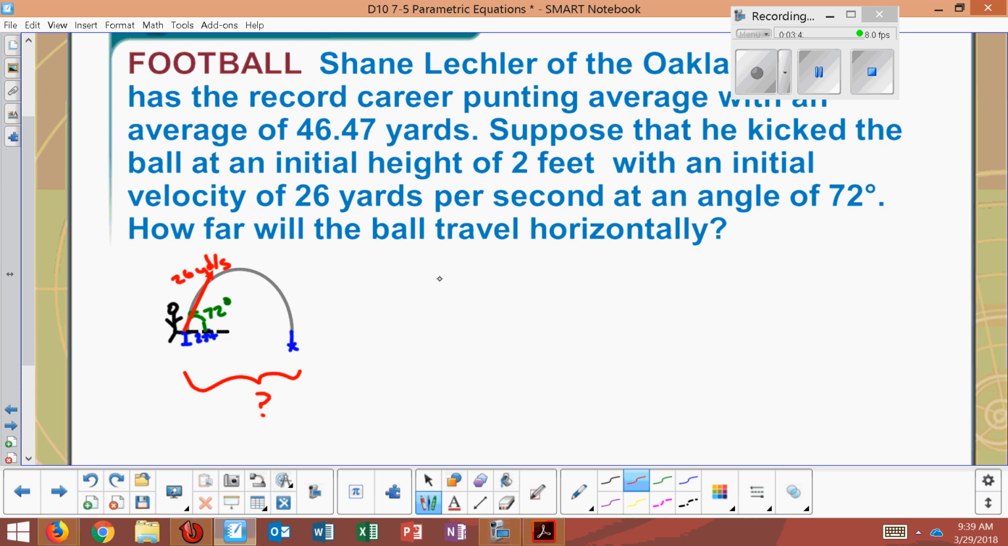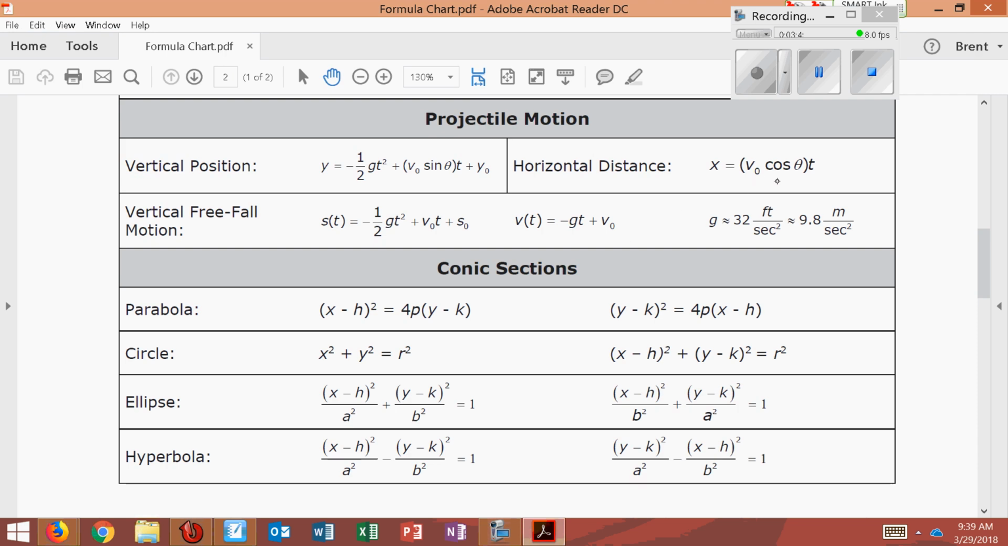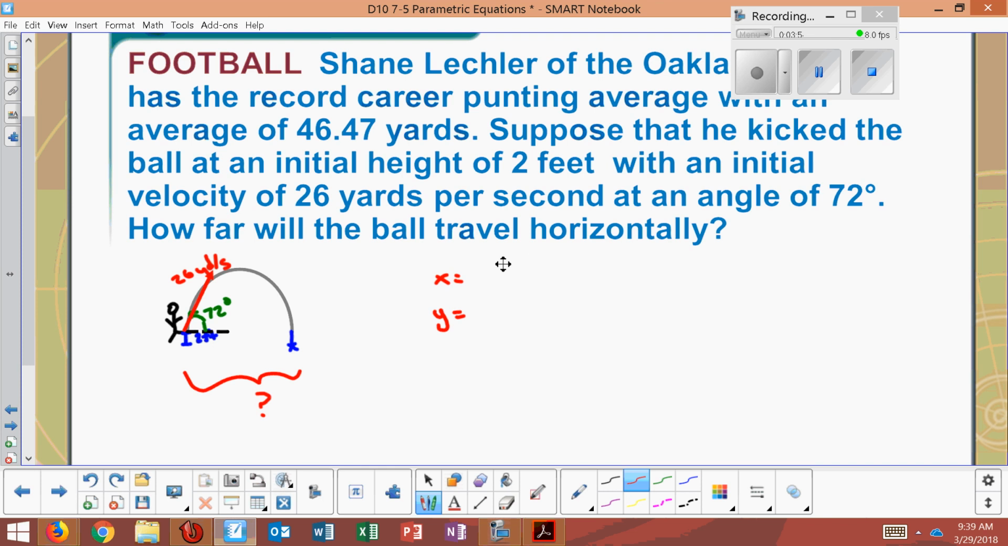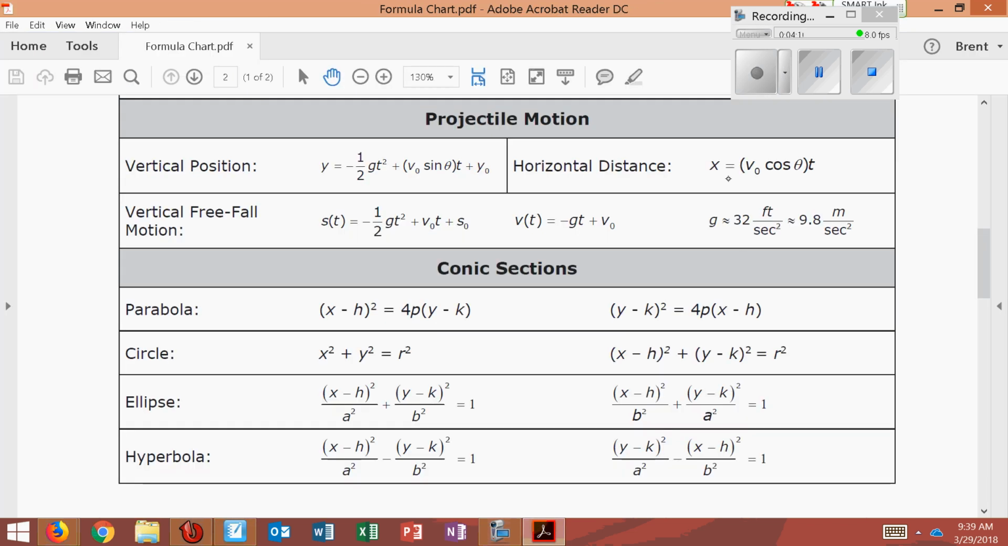So here's how we solve this. You could write it as a parametric equation, an x equals equation and a y equals. Going back to the formula chart, x is always initial velocity times cosine times time. So it's the initial velocity, which is 26 yards per second, and we need to be careful with units, so just keep track that this is yards. It's 26 yards per second times cosine of the angle, which is 72 degrees, times time. That's what the formula says right here.